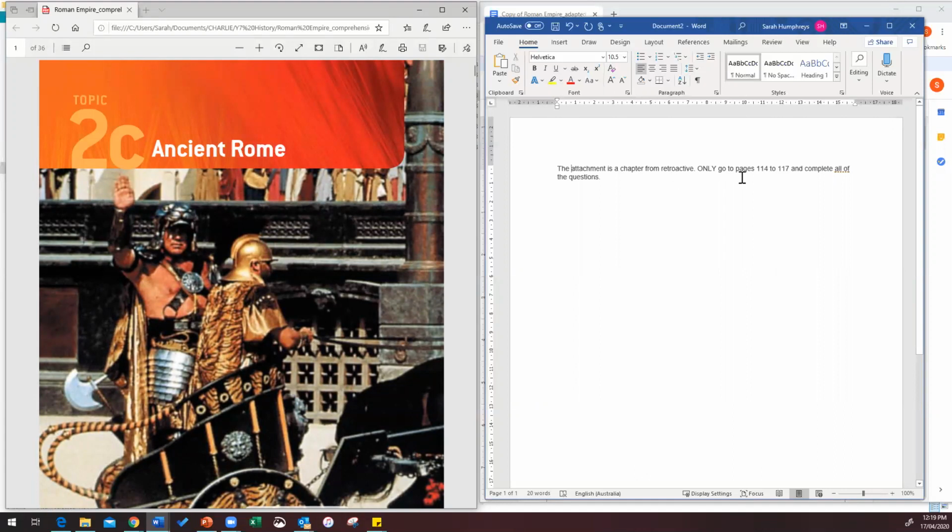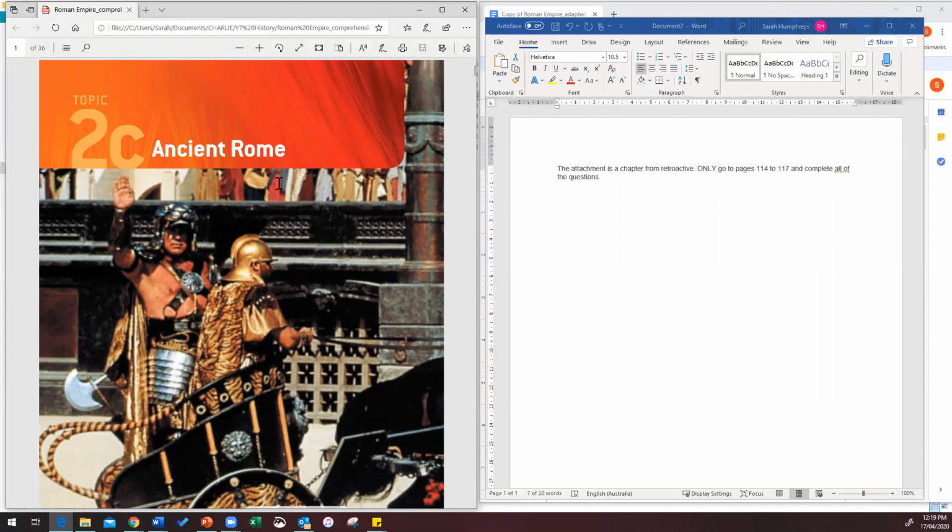And as you can see on the right of the screen here, only go to pages 114 to 117. So that's the first part they have to do. And then the second part is complete all of the questions. So the first thing I'm thinking of here, what are the potential barriers?